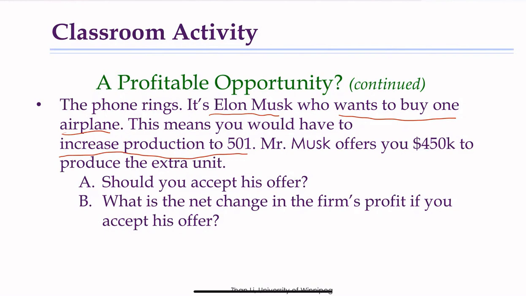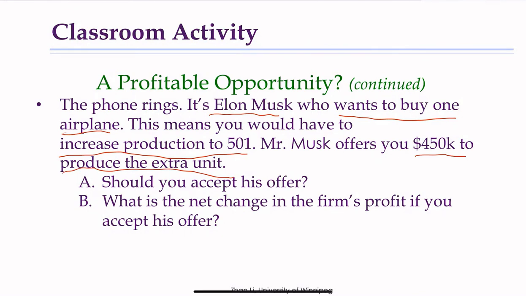And Elon Musk says he's happy to pay you 450K to produce this extra unit. So the question is, should you accept his offer? Now, you have to think about this problem on the margin. That is, you have to think about marginal revenue versus marginal cost.